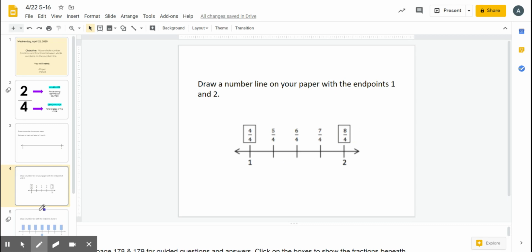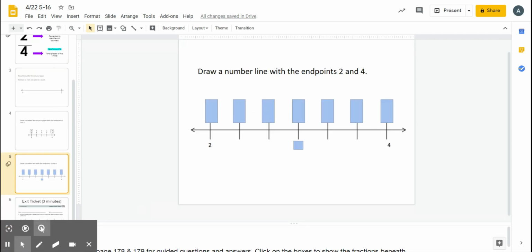We call this equivalence. So 2 in this case is equivalent to 8 fourths. They're the same. So now let's look at another number line. In this case, our endpoints are 2 here and 4 here. But they also showed us that we're missing one in the middle. So what whole number do we think is going to fall between 2 and 4 to finish out our number line?